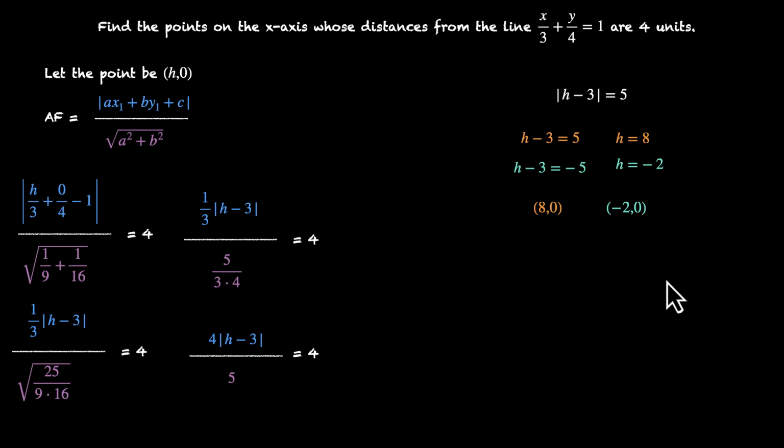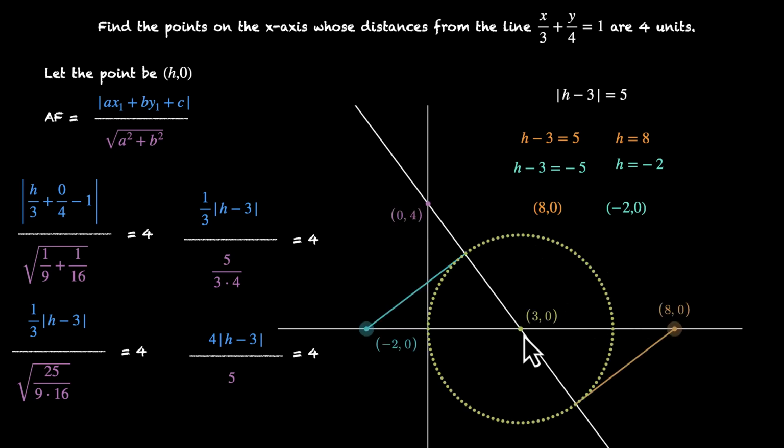Now, one last time, pause the video and try visualizing these points on the map. Try plotting this line as well and see why these 2 points make sense. Here's the visualization. This is the line x by 3 plus y by 4 equals 1. The intercepts are (3, 0) and (0, 4). And these are our answers. These are our points on the x-axis: (-2, 0) and (8, 0).